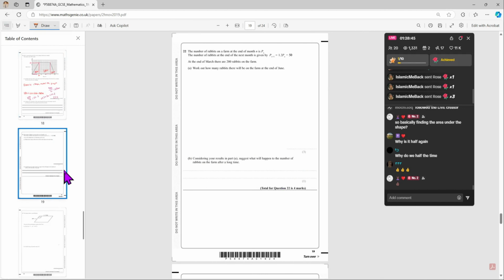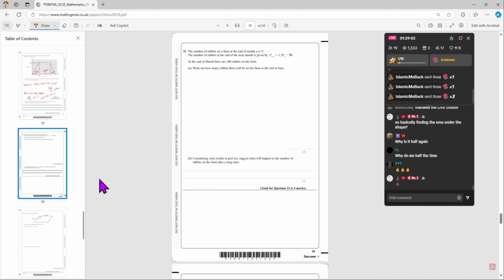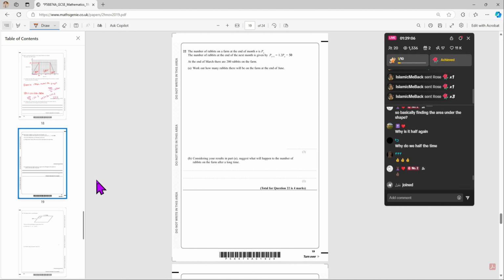So, question number 22. The number of rabbits on the farm at the end of month n is Pn. This is iterations basically. The number of rabbits at the end of the next month is given by P(n+1) = 1.2 × (Pn − 50). At the end of March, there are 200 rabbits on the farm. Work out how many rabbits there will be on the farm at the end of June.